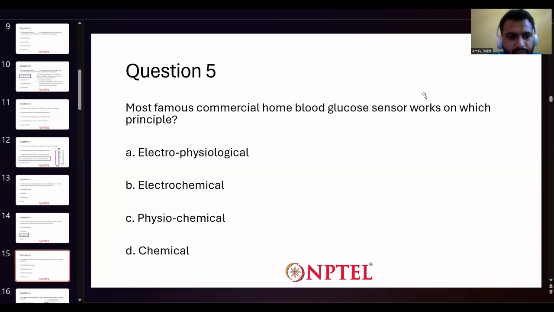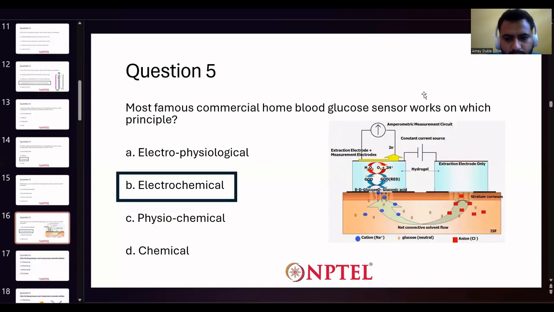Coming to question five, the most famous commercial home glucose sensor works on which principle? Electrophysiological principle, electrochemical principle, physiochemical principle, chemical principle. The answer is electrochemical principle. Basically, it has a platinum electrode that is coated with a semi-permeable membrane, which is coated with an enzymatic layer. When the blood sample is dropped on the glucose sensor, when you prick it, through capillary action the blood sample travels up.